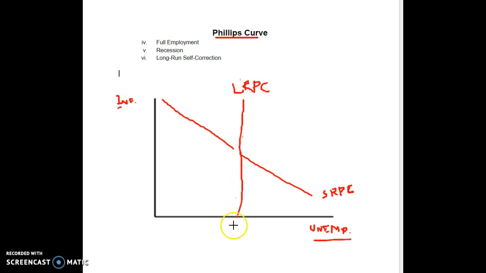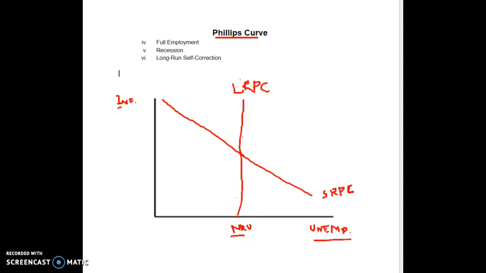And this long run Phillips curve is at the natural rate of unemployment, in RU. Okay, that's the long run Phillips curve. This indicates in the long run, there is no trade-off between unemployment and inflation. In the long run, we're always going to end up at the natural rate. We know this based on our long run supply.